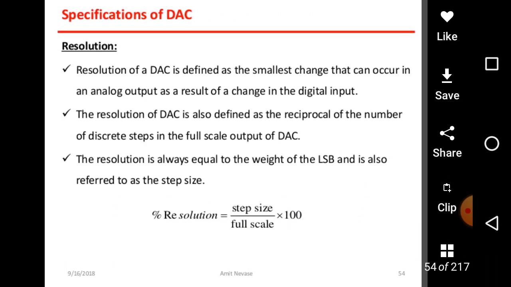How will we calculate the percentage of resolution? Percentage of resolution is equal to step size upon full scale times 100.